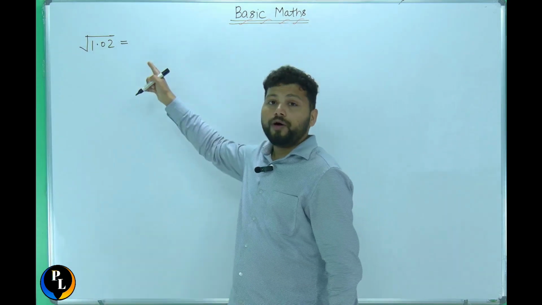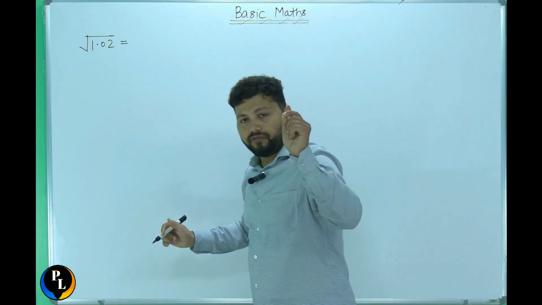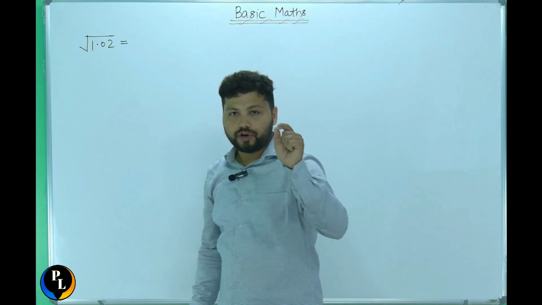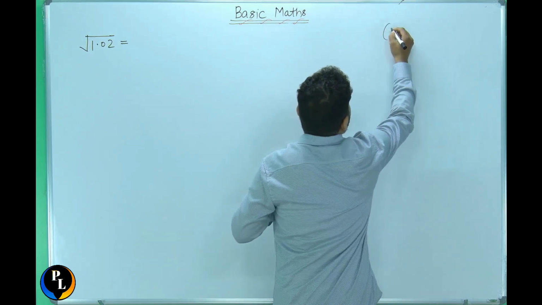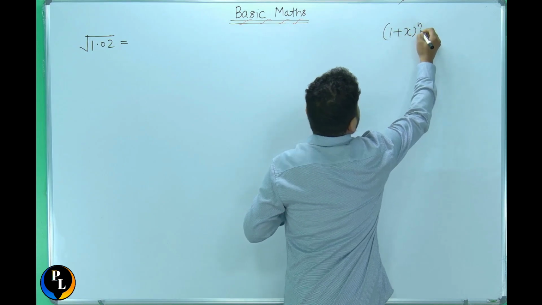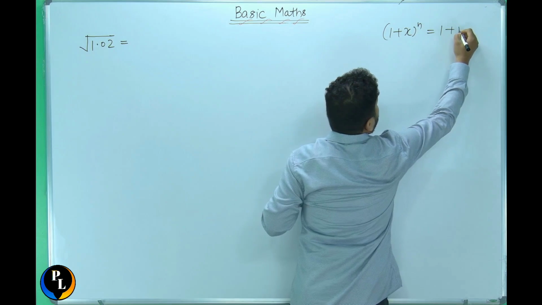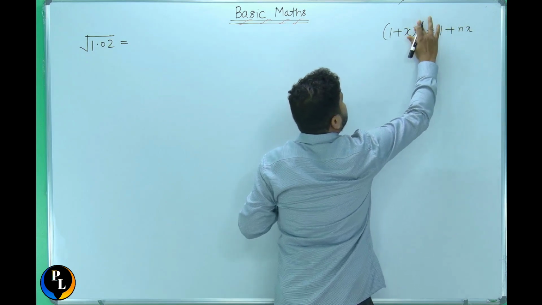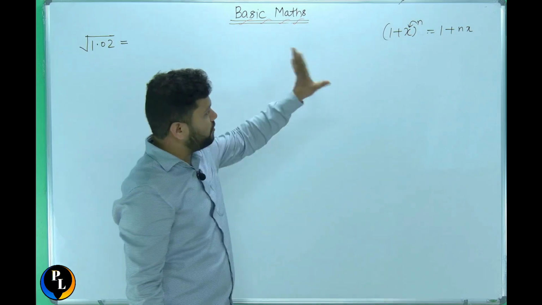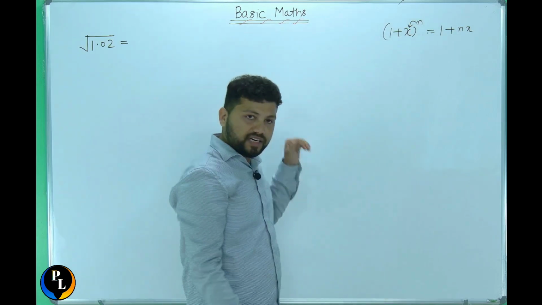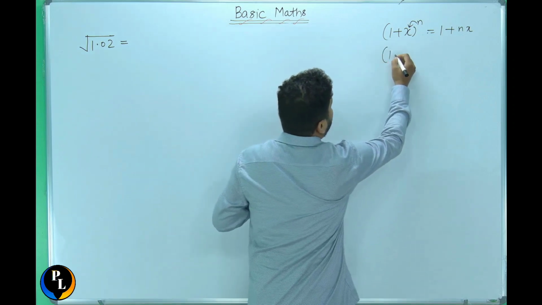If you go by the normal method, it will take so much time. So I'll give one formula to solve this kind of numerical. What is that concept? (1 plus x) power n is equal to 1 plus n into x. Whatever the power n is, it will multiply with x. But some condition is there, we'll discuss later. First, I will write all the formulas.